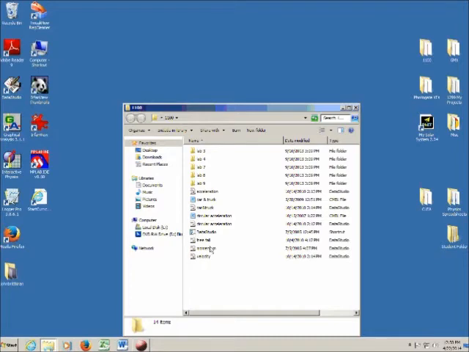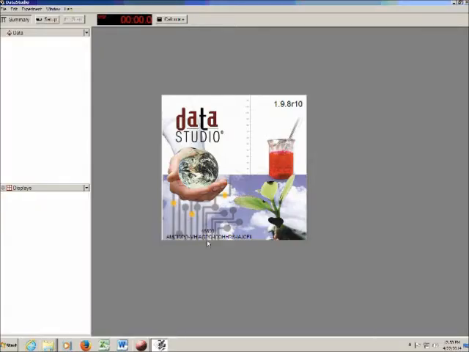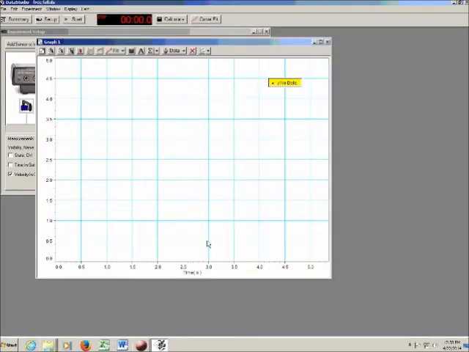It'll be just in the loose files, so go to Freefall and open that up. Once you've got your experiment set up, you're going to drop your picket fence through the photo gate, and I'm going to show you now what that looks like on the graph. So to begin with, you would click Start up here at the top, and then very quickly drop your picket fence through the photo gate. So I'm going to do that right now.